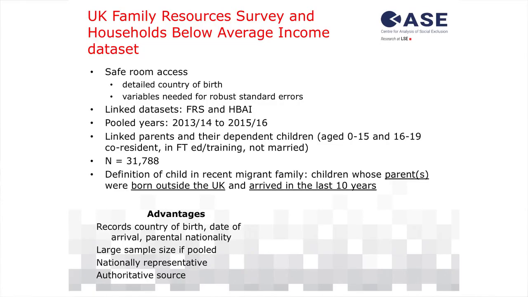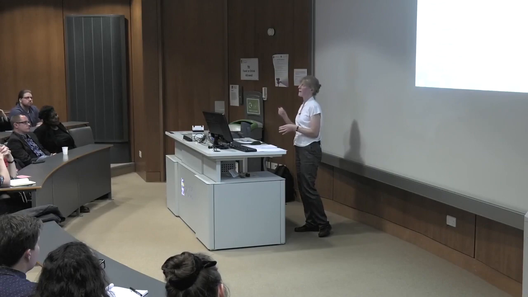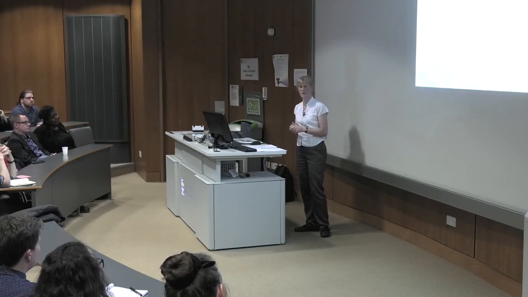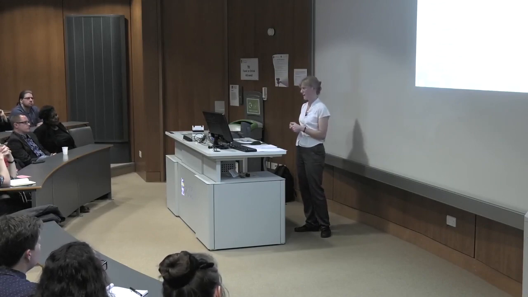So our definition of a recent migrant for this purpose, there's lots of debate around how you might define migrants and indeed recent migrants, but for the purposes of this analysis, we've defined a child in a recent migrant family as a child whose parent was born outside the UK and arrived in the last 10 years. It's important to note as a qualification there that means that the child themselves might have been born in the UK, but if their parents arrived recently, we're still thinking of them as a child in a recent migrant family.